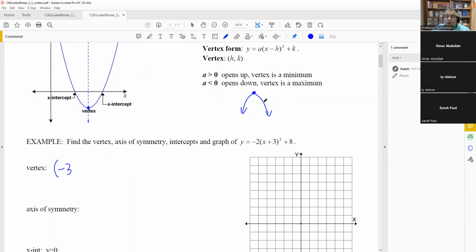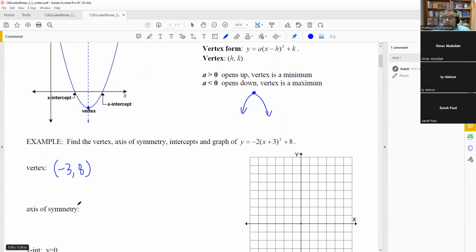The reason is that vertex form has to always be written as x minus something, so you can change a plus into a minus by doing x minus a -3. That's the mathematical reason why it's -3. But the shortcut is to take the opposite sign of what's inside the parentheses, then take the same sign as the number after the parentheses. So our vertex is (-3, 8). That's an actual point on the graph itself.